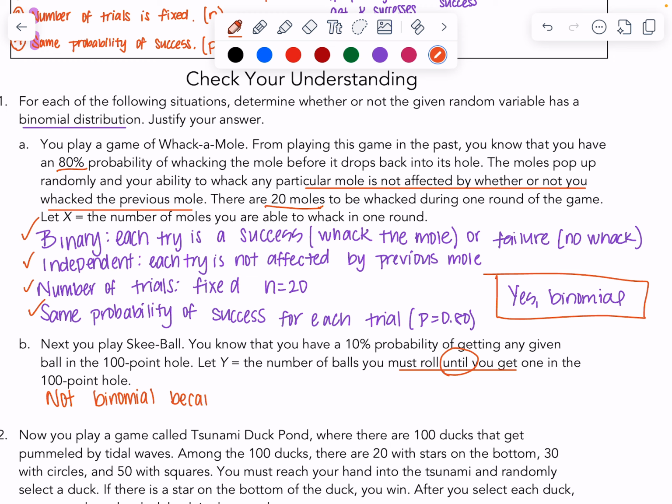Because the number of trials is not fixed. Okay. Now let's look at the number 2.